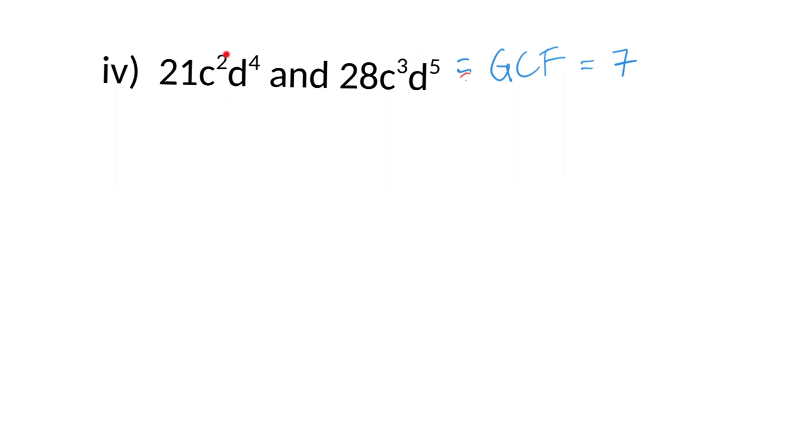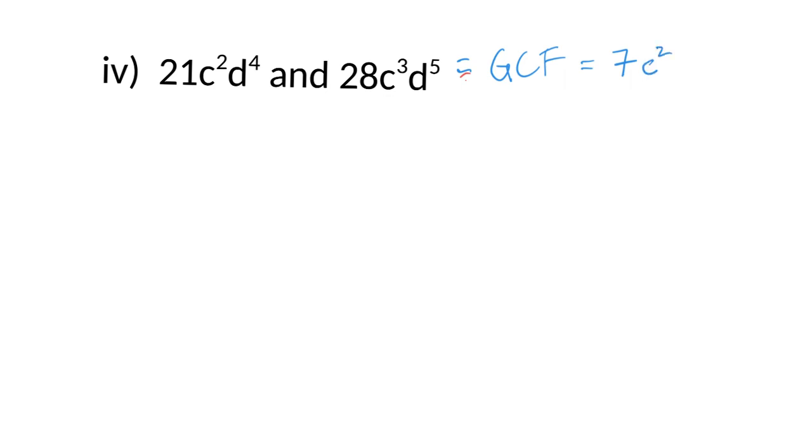In this case, I have c squared and I have c cubed. What was the rule when we had our letters in there? Did we use the highest power or the lowest power? The lowest power. So the lowest power between these two terms for c is c squared. So we're going to say the GCF is 7c squared.